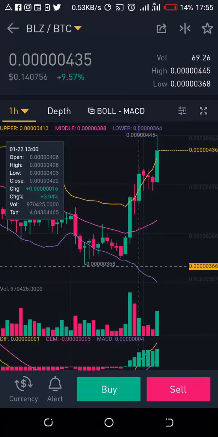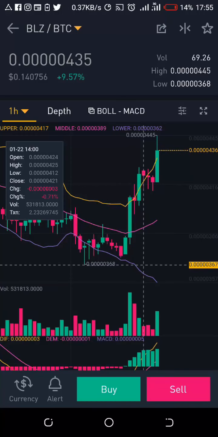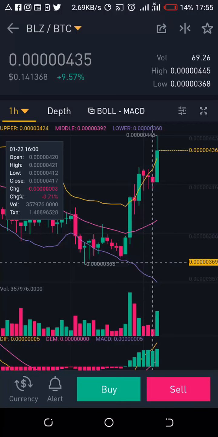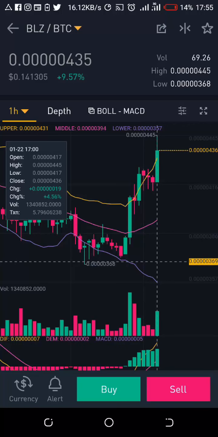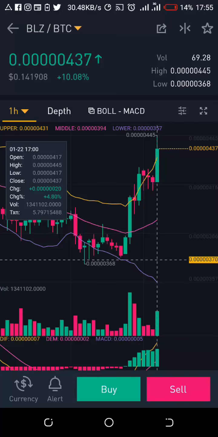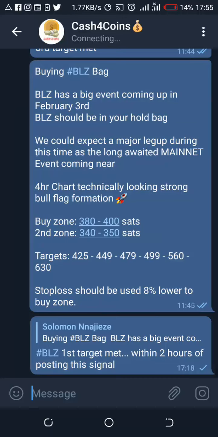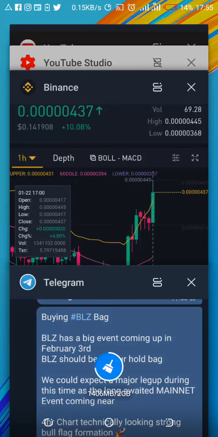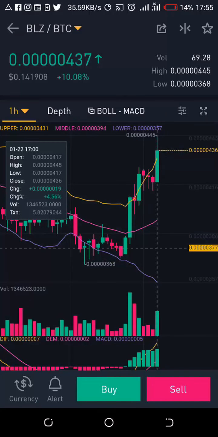So here is the first target. Then it came down a little again, and now here is what? The next target, which is the second target, right? And it's almost getting to the third target. The third target is actually 479 Satoshi.